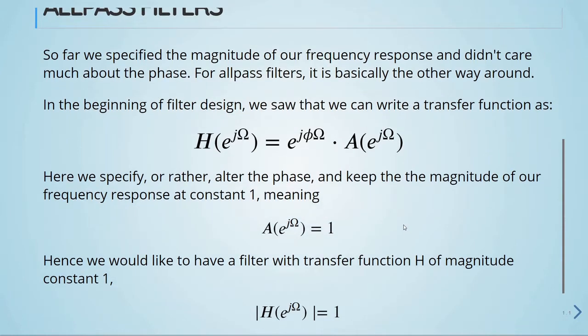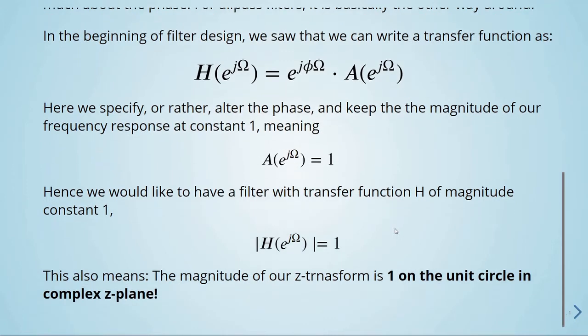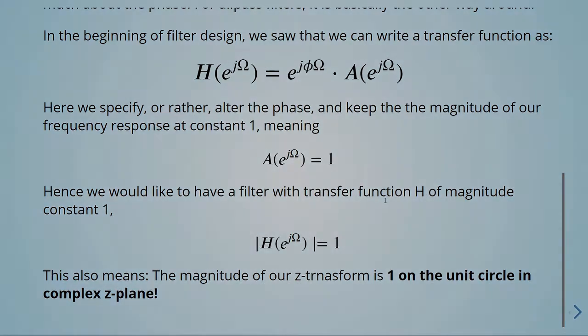Hence, we would like to have a filter with a transfer function H of constant magnitude 1. So the magnitude of the transfer function is equal to 1. This also means that the magnitude of our z-transform is 1 on the unit circle in the complex z-plane.